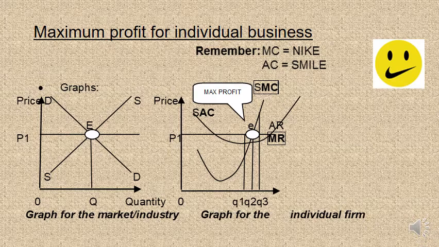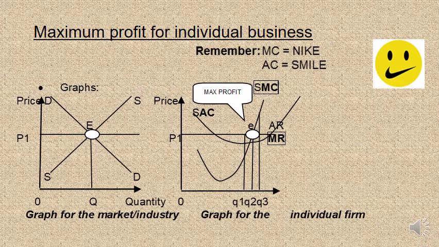So first of all, how the individual firm's price is determined. First of all, we must start with the market or industry. So remember, perfect competitors are price takers. So they must take the price that is determined by the market. So we first have to draw this graph on the left. So draw your axes, label them, and draw a demand and supply curve.